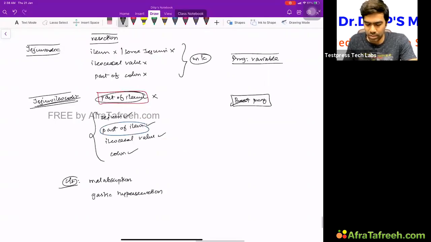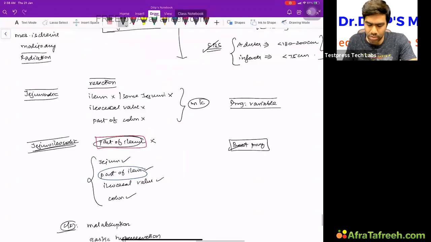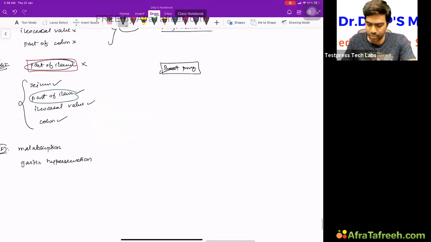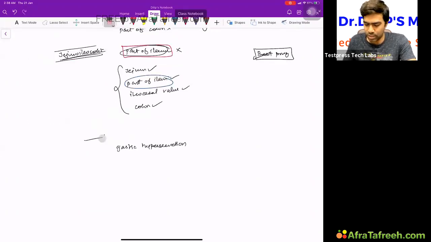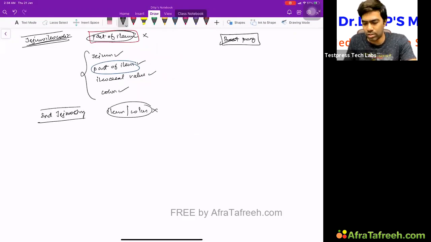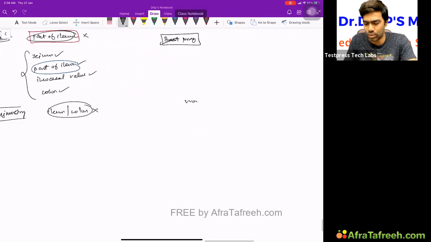The third part is something we have not discussed. That is called end jejunostomy. Thank you, Ankit, for asking that. End jejunostomy means you have lost ileum, you have lost colon, you have lost everything. Only a part of jejunum is left. This is the one that is supposed to have the worst prognosis of all.